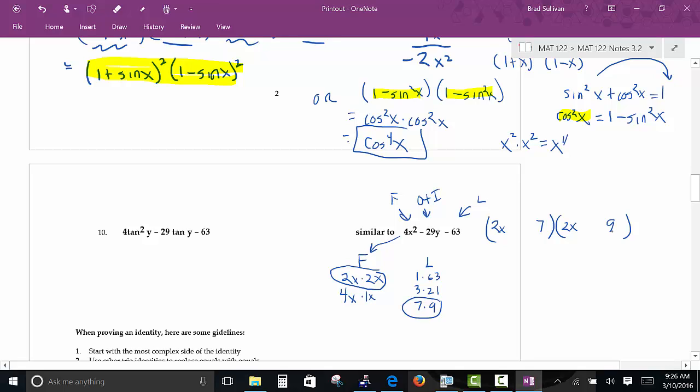It may not work. So if you look at this, you're going to have 14x there, 18x there. What are you shooting for? 29x. I think that right there is supposed to be an x, is what I meant for that to be. Okay? All right, that doesn't work. So you could try something else. You could try like 3 and 21. You could try 1 and 63. I'm pretty confident they don't work. So let's try this approach.